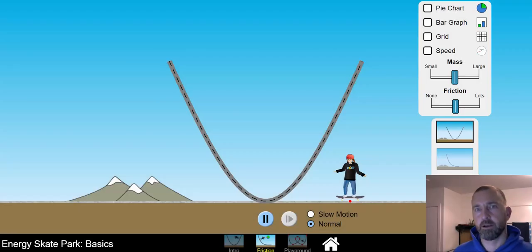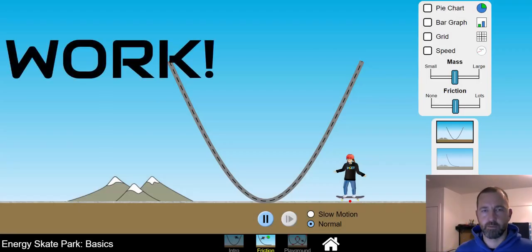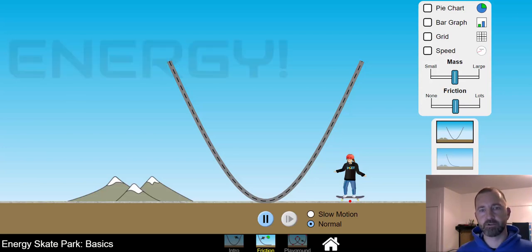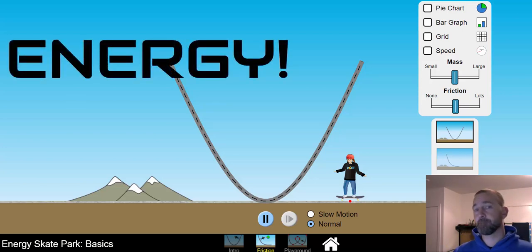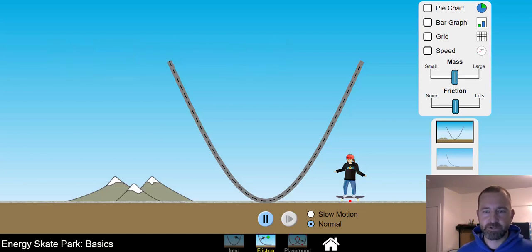In order to take a look at how work operates and how it's connected to other forms of energy, we can use a simulation from PhET called Energy Skate Park Basics. In this, we can start by taking a look at how topics that we already understand can help us figure out what's going on.